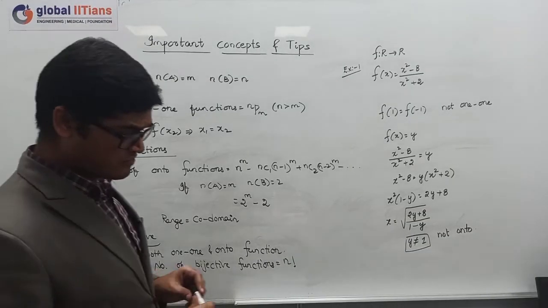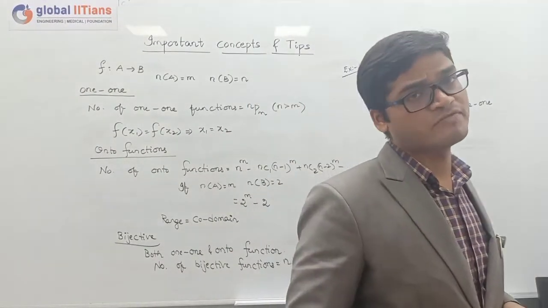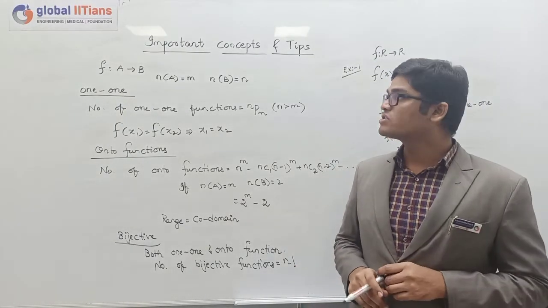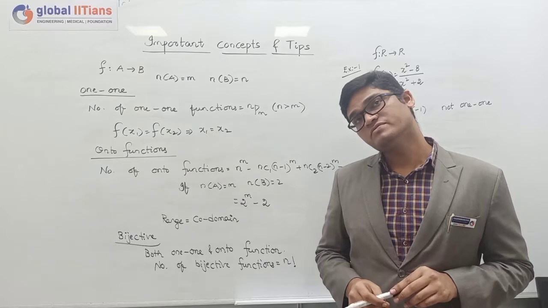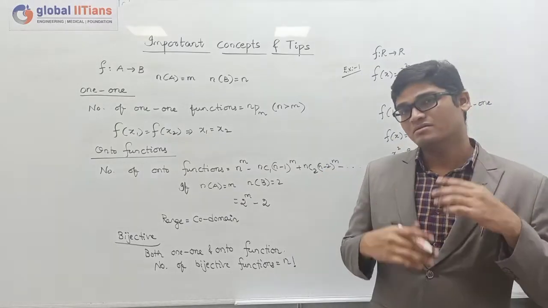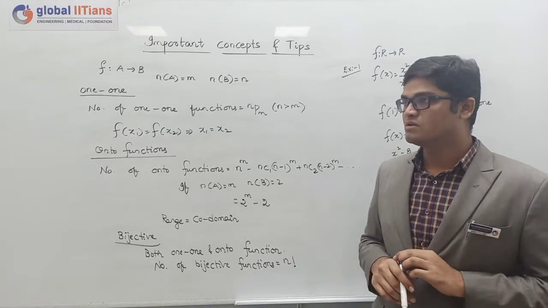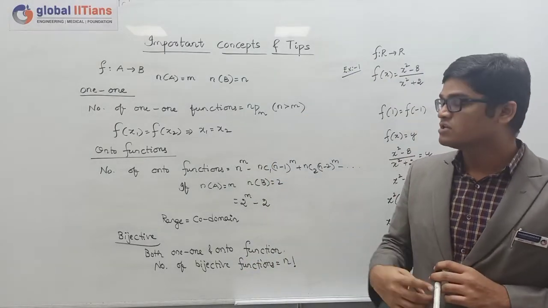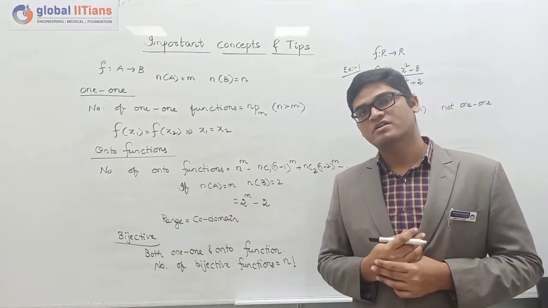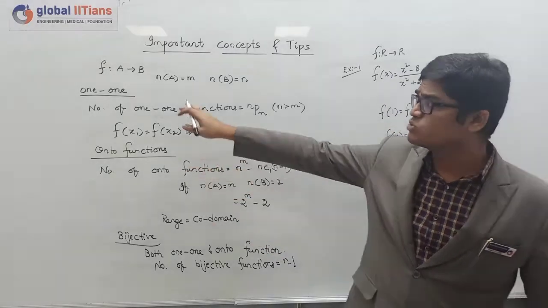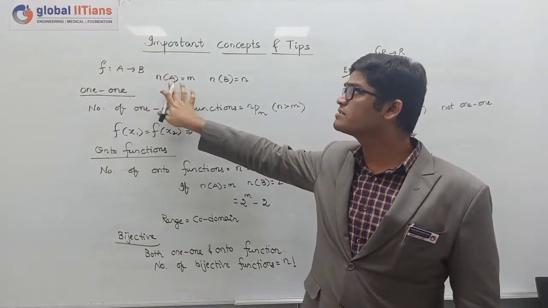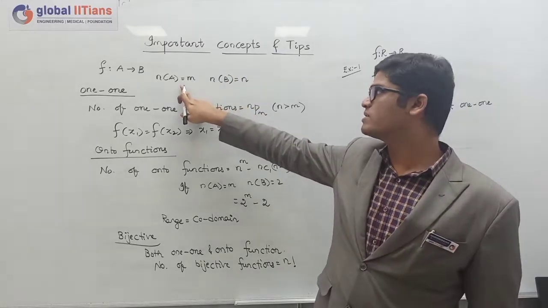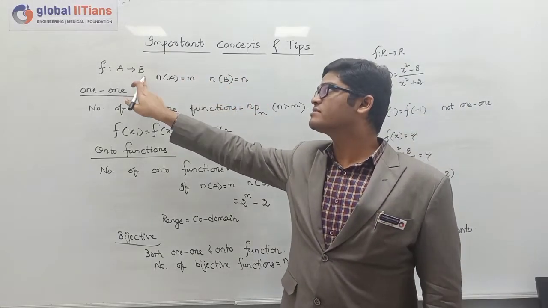Moving on to a few more concepts in this chapter, relations and functions. First, here we are going to see about functions now. A relation will become a function when all the elements in the domain have a unique image. Not more than one image they should have, and all the elements in the domain should have an image. Then the relation will become a function. So the number of functions from A to B: if n of A is equal to m, n of B is equal to n, the number of functions will be codomain power domain. This is called domain, this is called codomain.